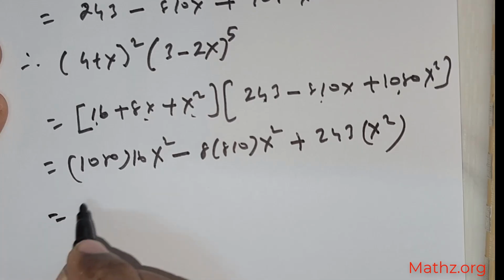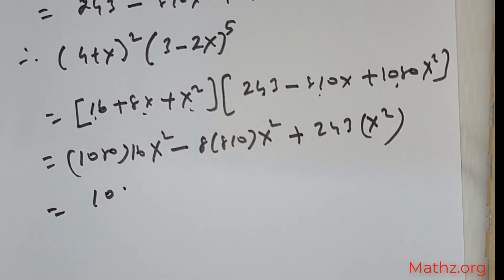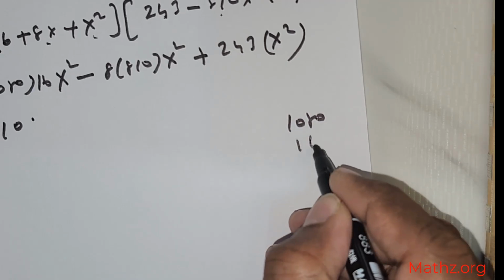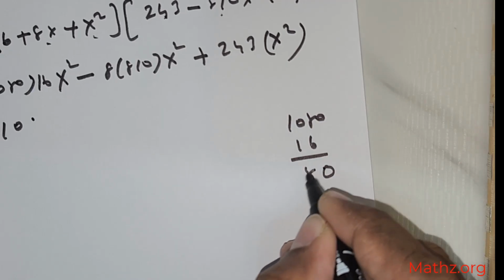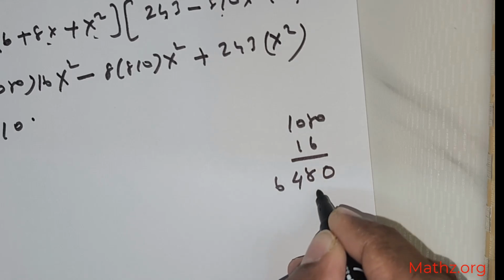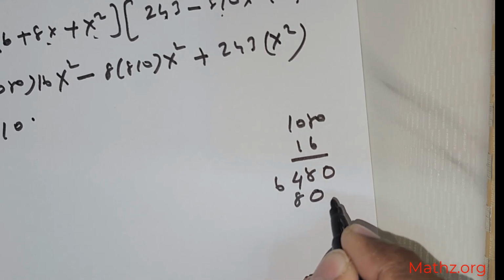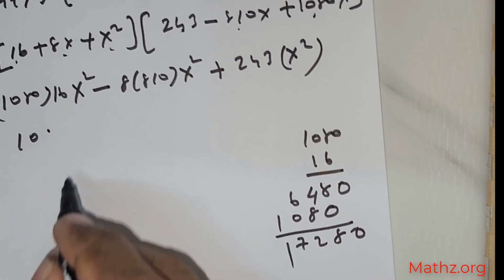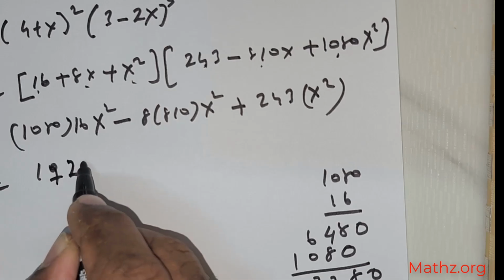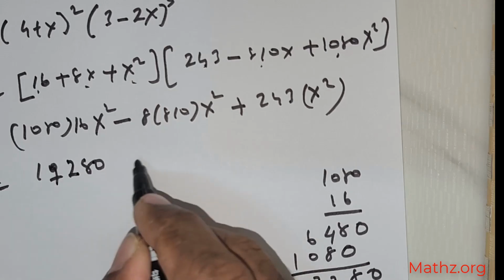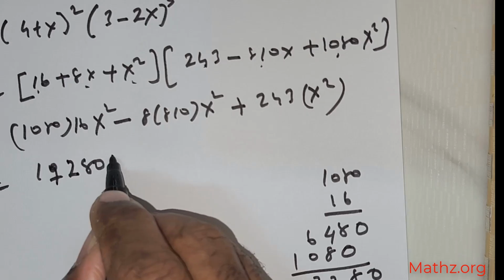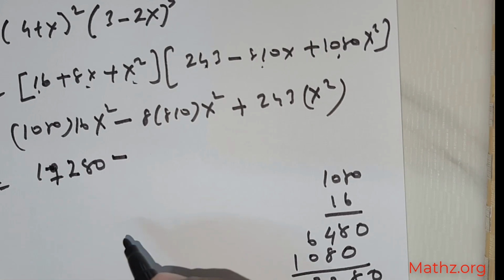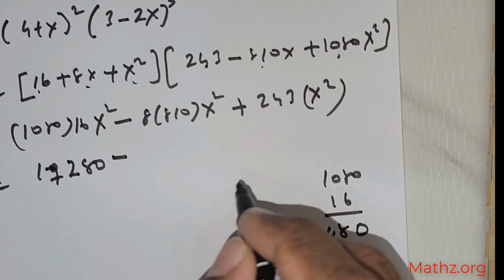So now what we need to do is collect these terms. 1080 times 16, so we need to multiply that. 1080 times 16 gives 17280. This is one term, and we need to actually collect the total sum.